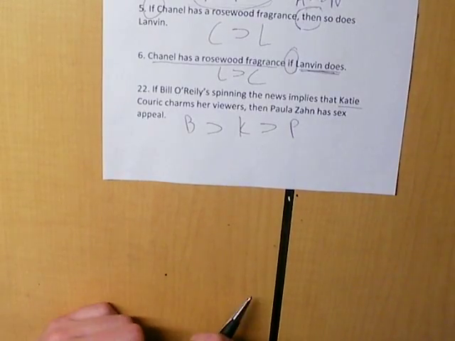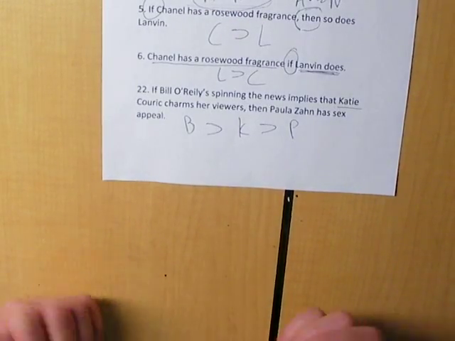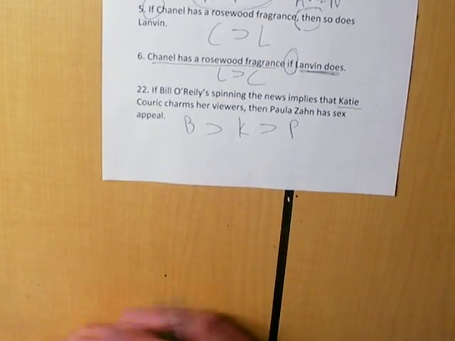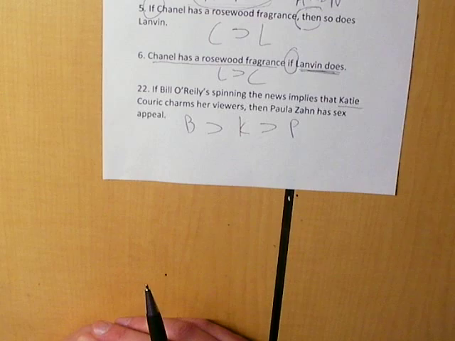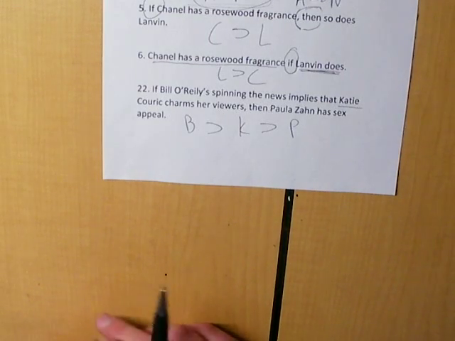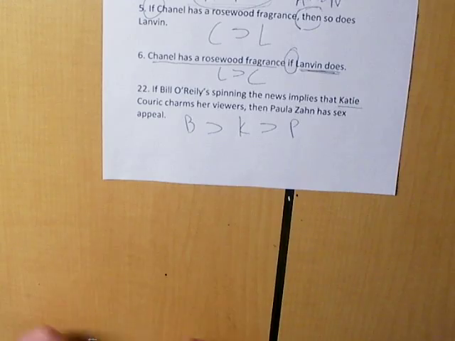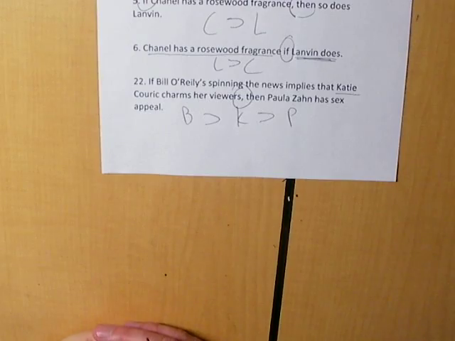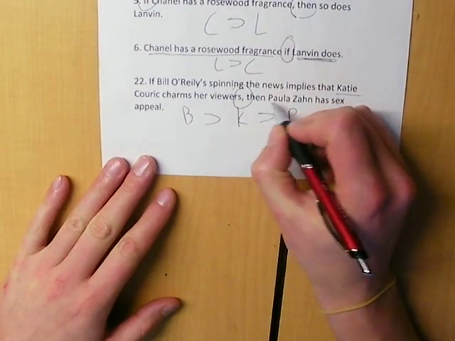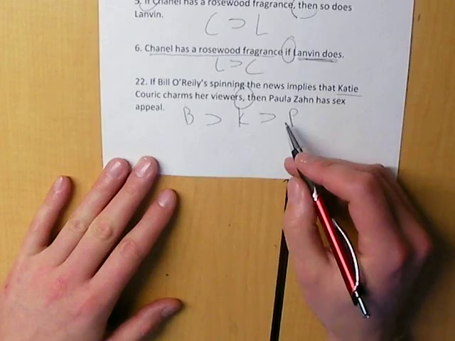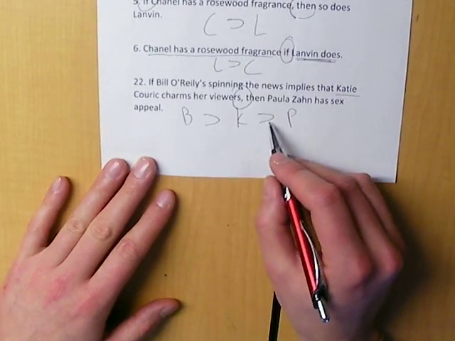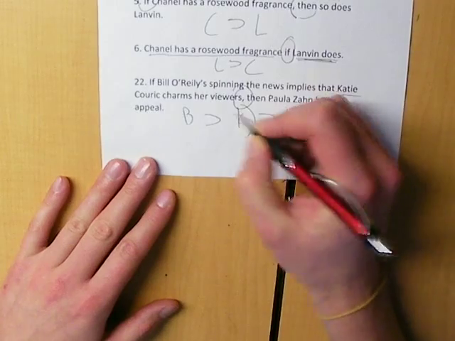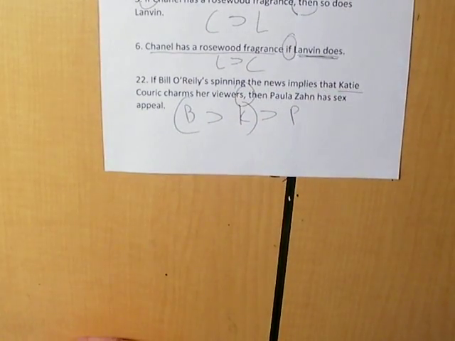And this is the trickiest thing about translating, I think, actually. Let's read through the sentence a few more times, perhaps, let it sink in. Which one's the main operator? If Bill O'Reilly's spinning the news implies that Katie Couric charms her viewers, then Paula Zahn has sex appeal. So this one's divvied up nicely for us. The comma identifies the main operator. Paula Zahn having sex appeal needs to be the consequent. So this second horseshoe therefore would be the main operator, meaning that we have to put parentheses around the horseshoe K.